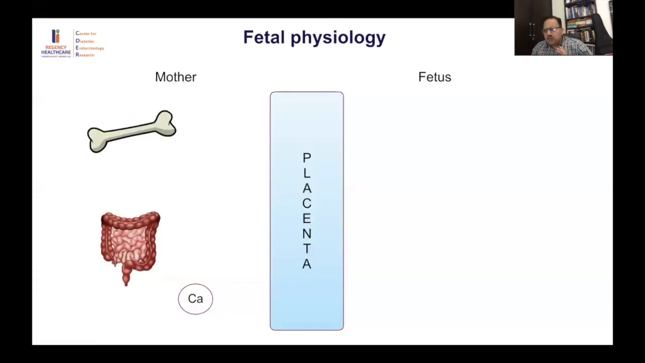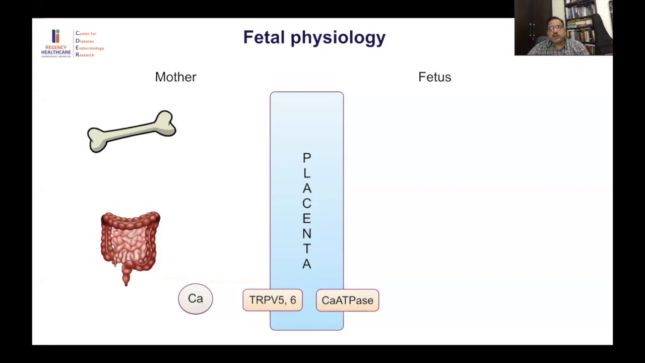So now we've talked about the overall regulation as far as the calcium level is concerned. We'll now talk about fetal physiology and how this plays an important role. From a fetal perspective, for calcium the fetus is like a parasite. It takes extra calcium from the mother. So there is a gradient of calcium from mother to the fetus, which is a negative gradient.